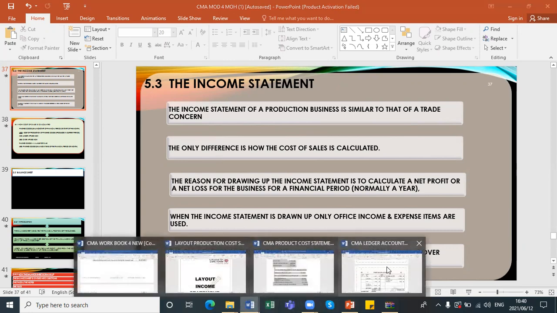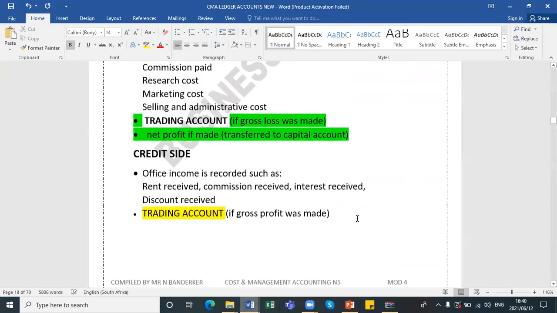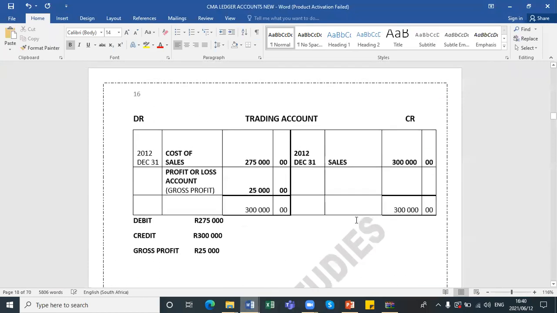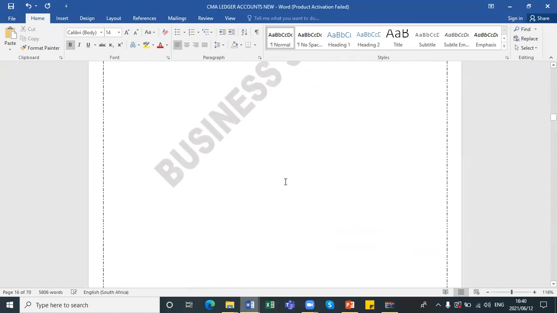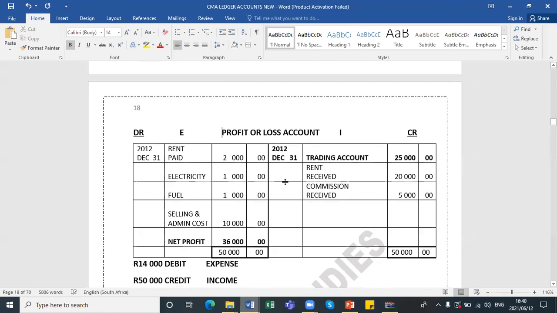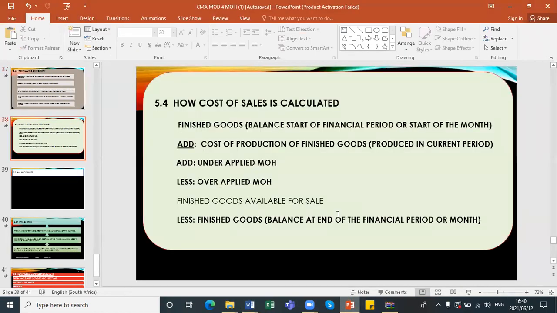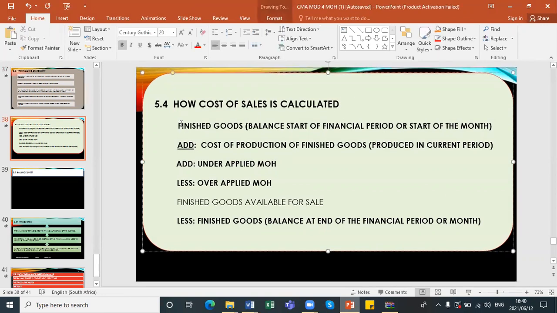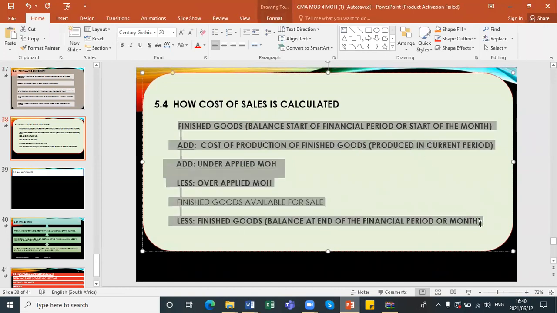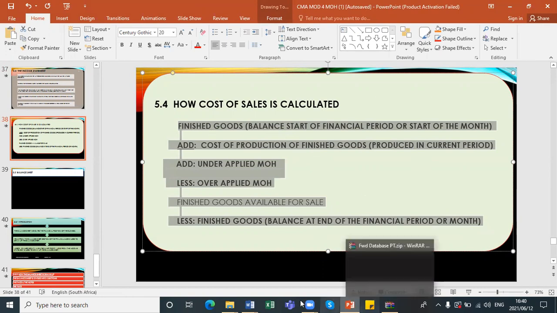Now, when you draw up the income statement, the exact same information you use for the trading account and the profit or loss account is used. When you do the income statement, they don't give you the cost of sales, so you need to calculate it. Like I showed you before, you use the same information you used when you did the production cost statement.